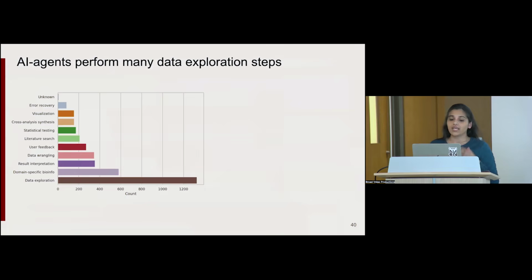So if you just generally look at what humans were doing with these agents, or what these agents were doing, this is actually even true for all the other setups that we had. Agents are spending a lot of time trying to explore the data and actually understand the context. On the x-axis here is the number of steps. So the agent has been doing many steps of exploration compared to, let's say, domain-specific bioinformatic analyses. It would also spend a lot of time trying to interpret the results. And as you can see, there's a number of categories that we have here.